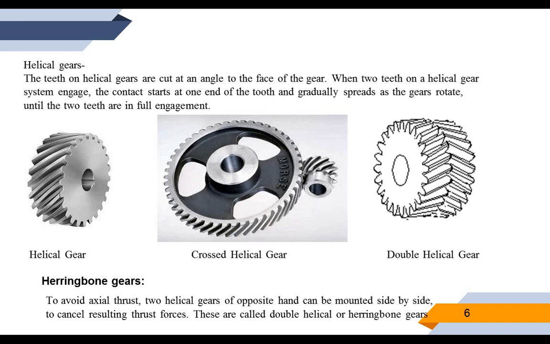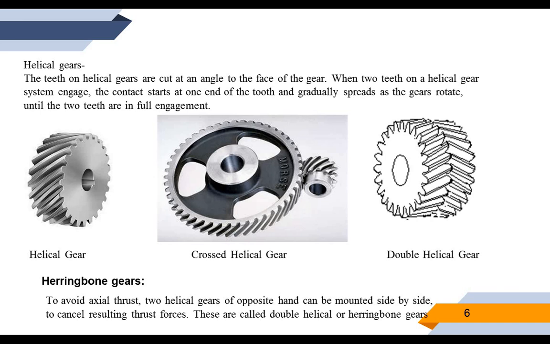So the teeth on helical gears are cut at an angle to the face of the gear. When two teeth on a helical gear system engage, the contact starts at one end of the tooth and gradually spreads as the gears rotate until the two teeth are in full engagement. This gradual engagement makes helical gears operate much more smoothly and quietly than spur gears. For this reason, helical gears are used in almost all car transmissions, while spur gears are not used in car transmissions because of their noisiness.